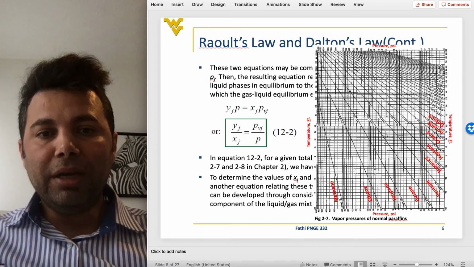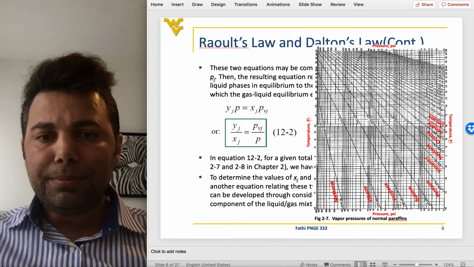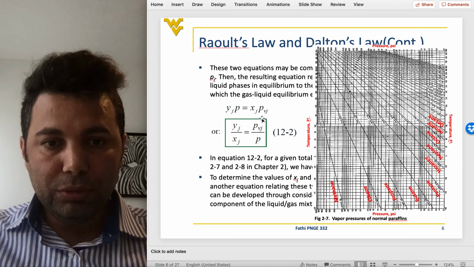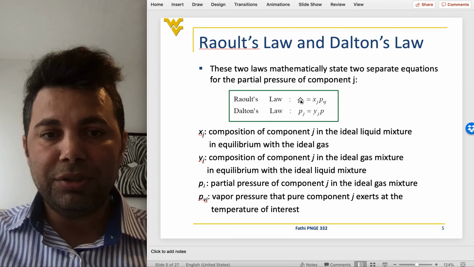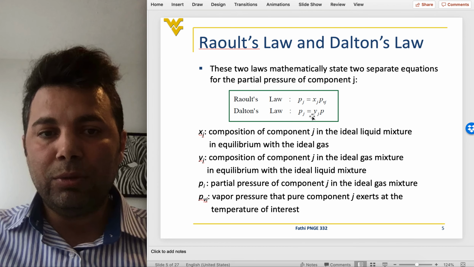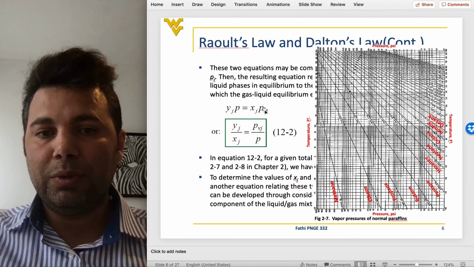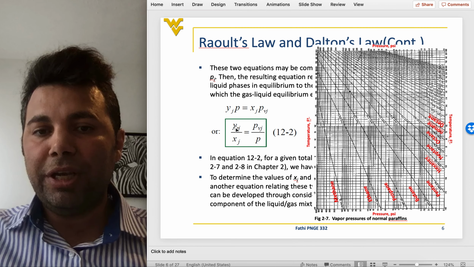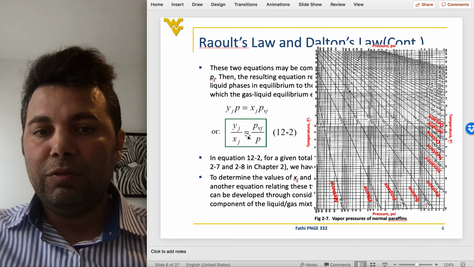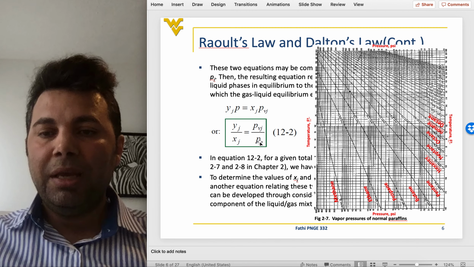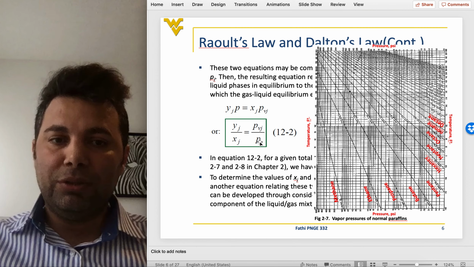So we are going to combine these two laws, and we say the pressure at the interface would be the same. So I'm going to set these two partial pressures equal. Therefore, x_j times p_vj equals y_j times P. Okay, and then I'm going to rearrange this such that the mole fraction of component j in the gas phase divided by the mole fraction of component j in the liquid phase is equal to the vapor pressure of that component divided by the total pressure. Okay, that's one of the equations that we derived.